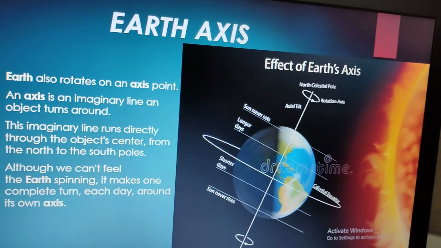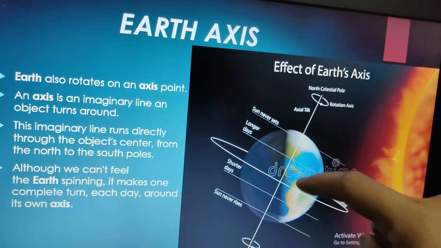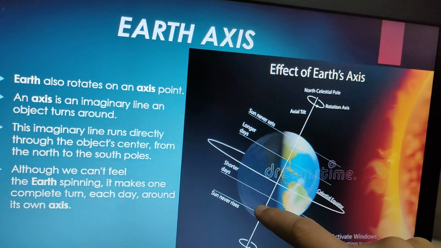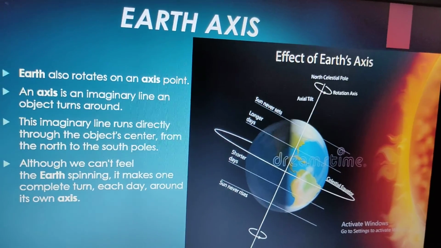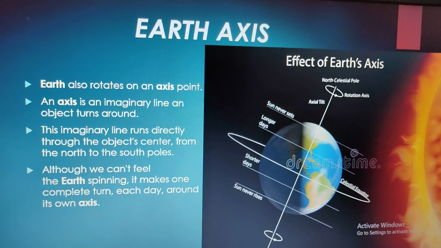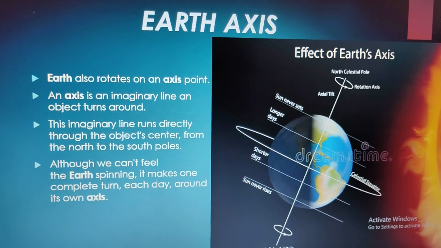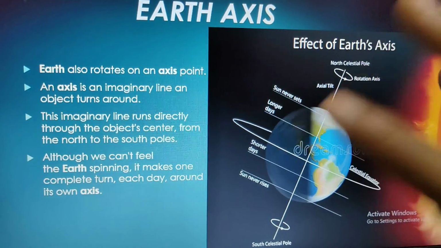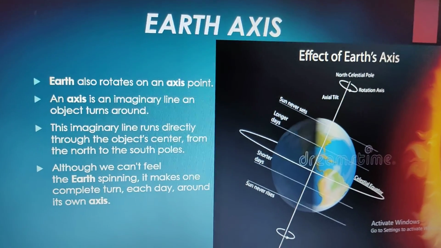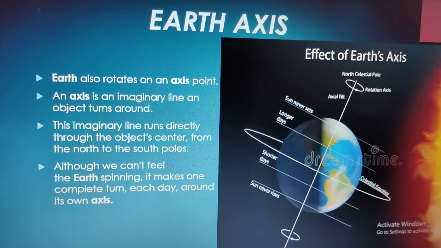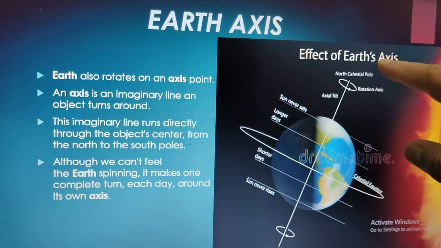Now as it rotates, this portion will come here and this portion will go there. Then this portion will have day and this portion will have night. That is how rotation takes place. An axis is an imaginary line around which the Earth is said to rotate. This imaginary line runs directly through the center, from the North to the South Pole.